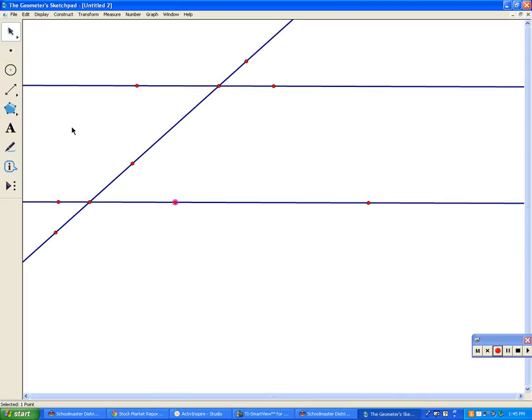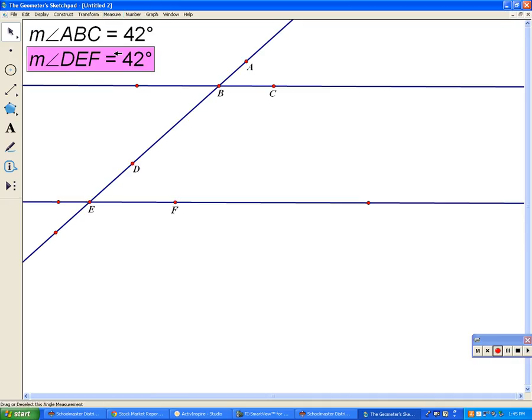Okay? So let's start with the corresponding angles. So if I measure this angle right here, and I measure this angle down here, what do you think is going to be true about the measure of that angle and the measure of that angle? They're going to be the same. And sure enough, that's what happens. Okay? So those two are called what? Corresponding angles. Good. All right.